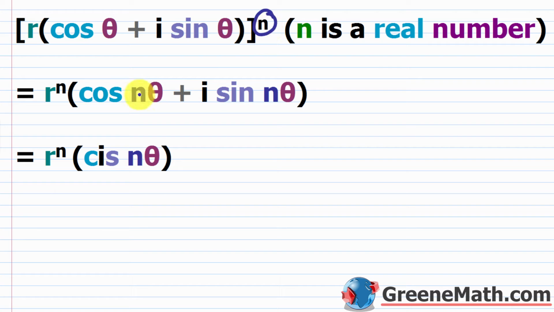So this n is going to be multiplying your argument, and it's also going to be your exponent on r, or the absolute value of that complex number. Again, for the shorthand, remember this is the c, the i, the s. That's where this abbreviation comes from. So we have r to the power of n, and then you have this cis, some people say, and then we have n times theta.